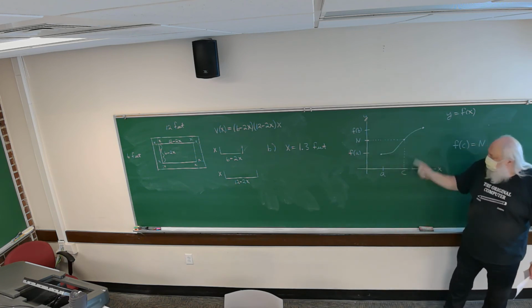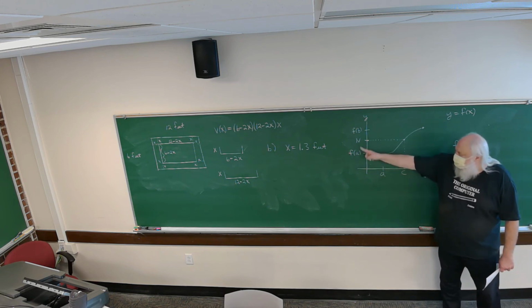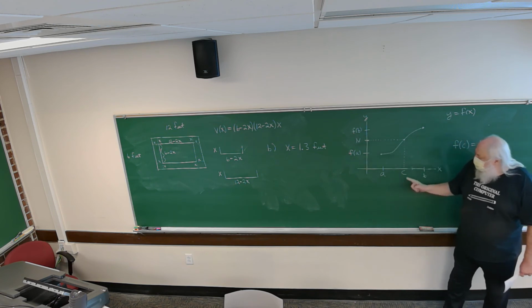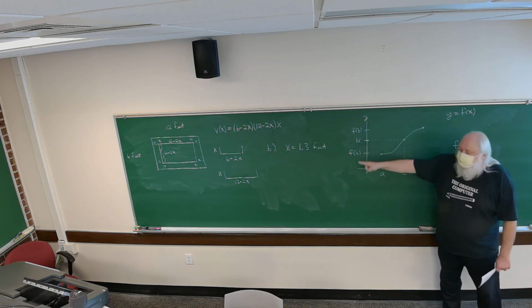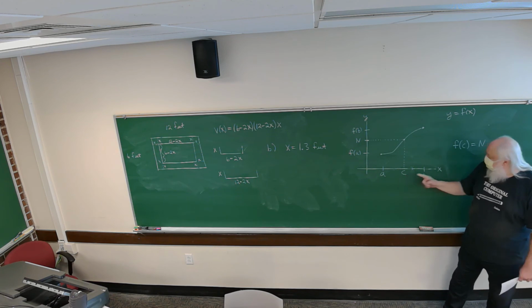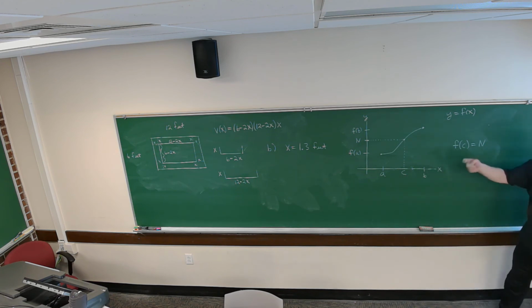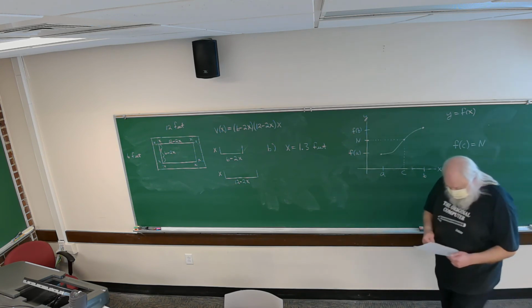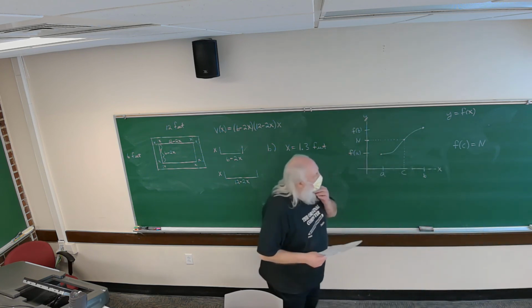If our function is continuous from a to b, then for any number between f of a and f of b, there has to be some number between a and b on the x-axis such that f of c is equal to N. That has to be true just because the function is continuous. That's the intermediate value theorem.